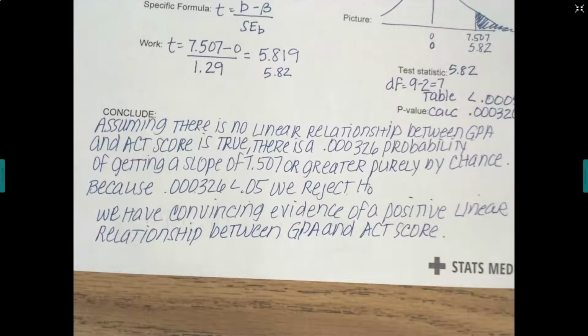All right, so your full conclusion: assuming there is no linear relationship between GPA and ACT scores, there is a 0.000326 probability of getting a slope of 7.507 or greater purely by chance. Because 0.000326 is less than 0.05, we will reject the null. We have convincing evidence of a positive linear relationship between GPA and ACT score.